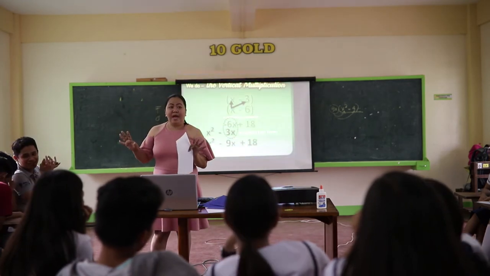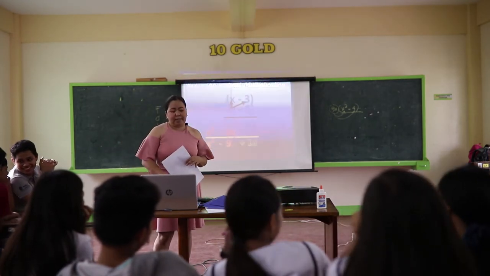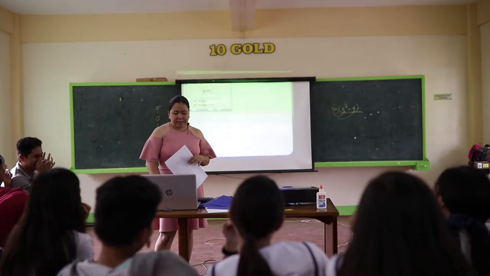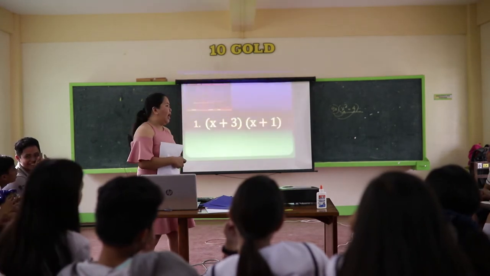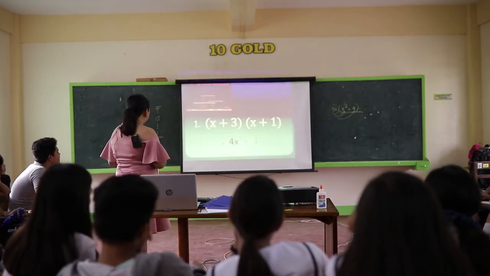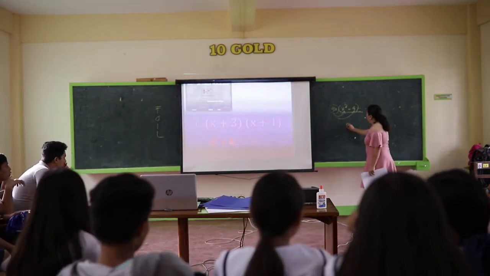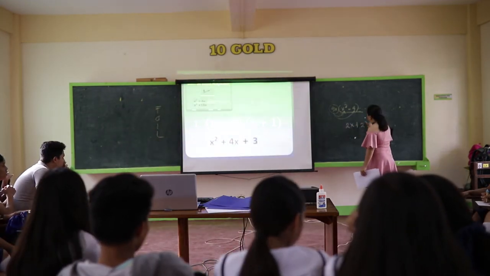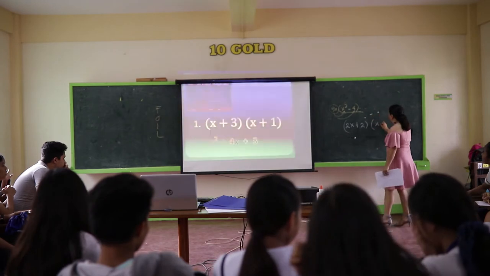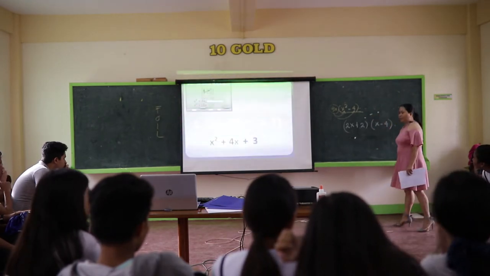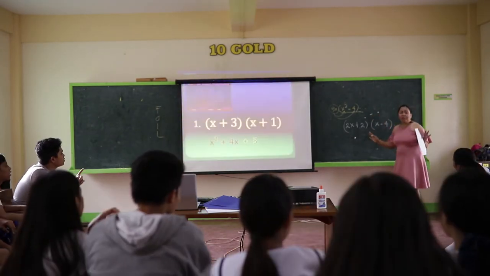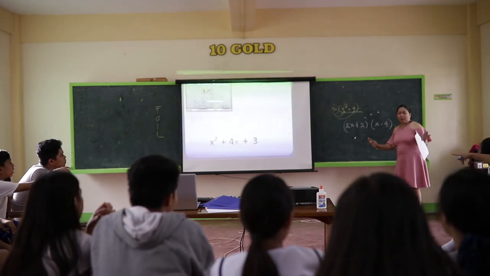Okay, is it okay? Yes. Now you do it alone for this. Come on, everybody. Answer. 2x plus 2 times x minus 4. Okay, everybody, what's the answer? What is the first thing that we're going to do?